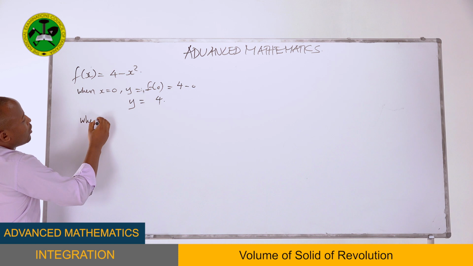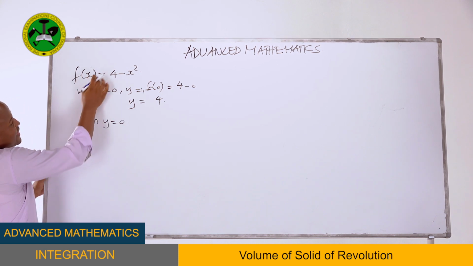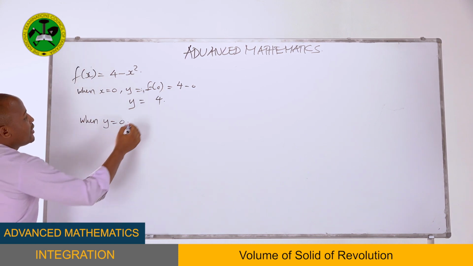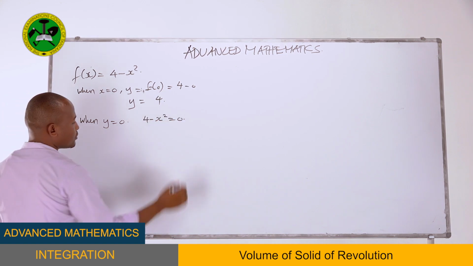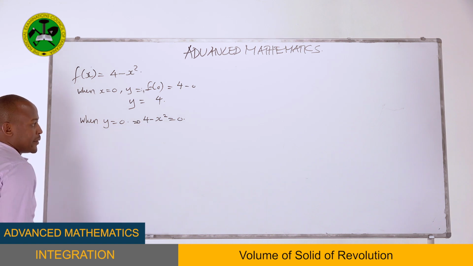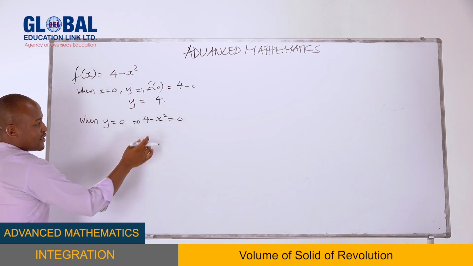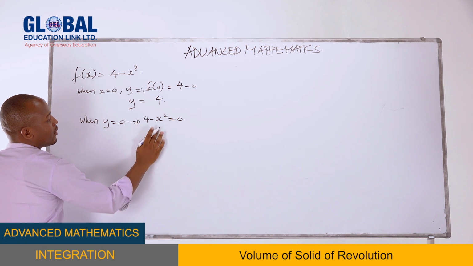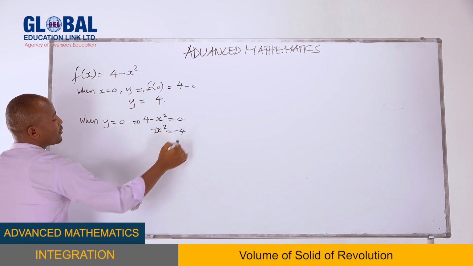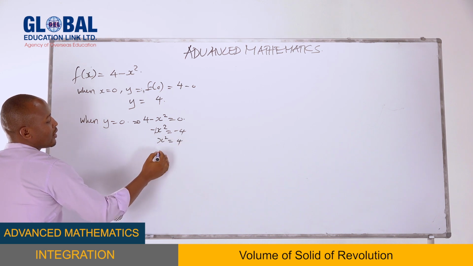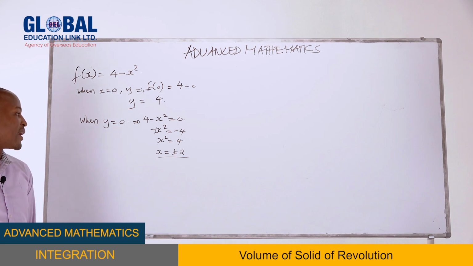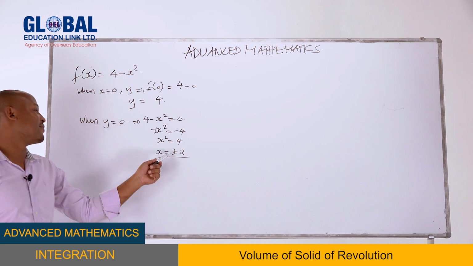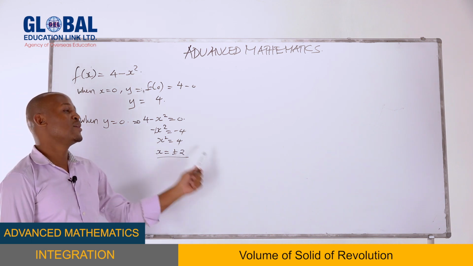Now, when y equals 0, we have 4 minus x squared equals 0. Now, let's find the value of x. That means x squared equals 4, so x equals plus or minus 2. That means we have 2 x-intercepts, the negative one and the positive one.